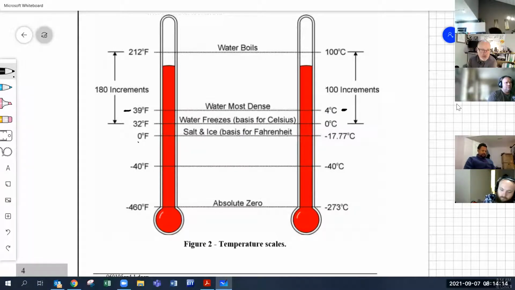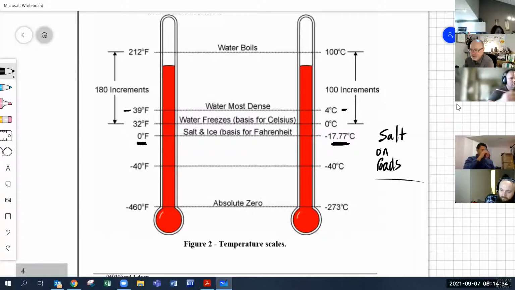Down here, this is what I want to point out. At 0 degrees Fahrenheit, that would be equal to minus 17.77. Now, this is where the salt on roads stops working. This is where road salt stops working, okay, at that temperature. So at about minus 18 degrees Celsius, when it's that cold outside, know that the road salt is not going to help you. It's not going to melt the ice. It's just going to be frozen out there. So drive safely.